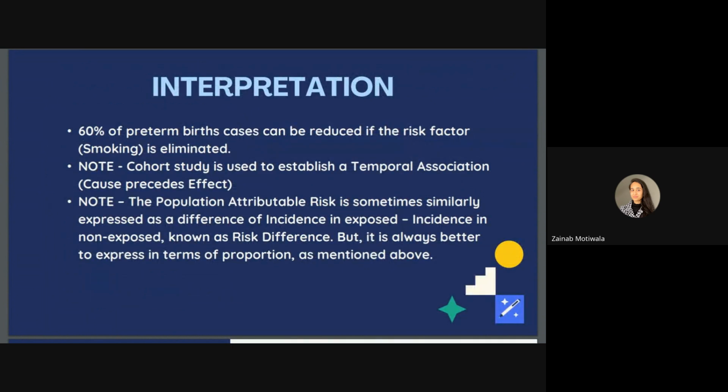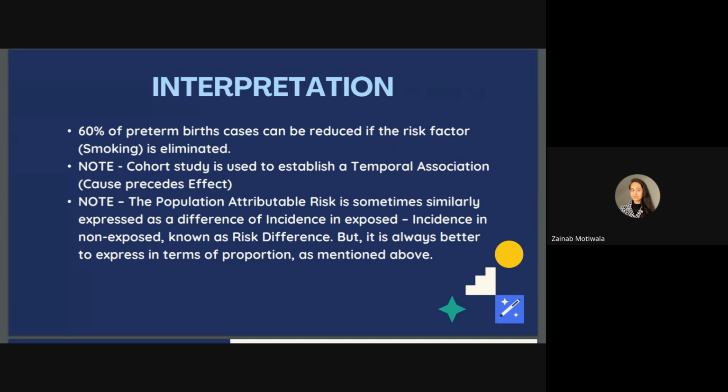So what this signifies is that 60% of preterm births can actually be eliminated or reduced if we're able to remove the risk factor. Because it's telling us how much this particular risk factor is contributing, it tells us how much of the disease can be eliminated from the population if that particular risk factor is eliminated. So this would be the interpretation.